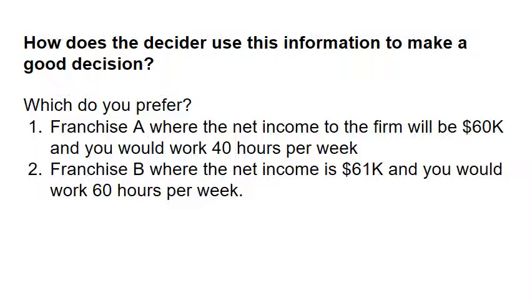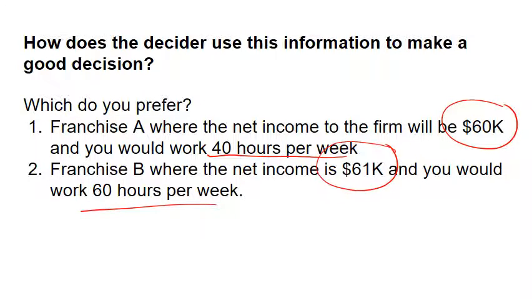A simple example illustrates that data supplied by the accountants may not be an accurate guide for making a good decision. Suppose that you are choosing between two otherwise similar franchise opportunities. Franchise A, with a net income of at least $60,000 and you work 40 hours per week. Franchise B, where your net income is $61,000 and you work 60 hours a week. The firm would be a proprietorship and you would not pay yourself a salary. Accountants and the IRS agree that profit is higher for franchise B. 61 is greater than 60. You'll pay more taxes with franchise B.